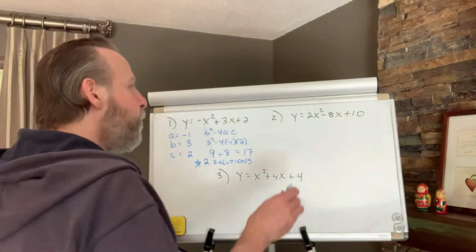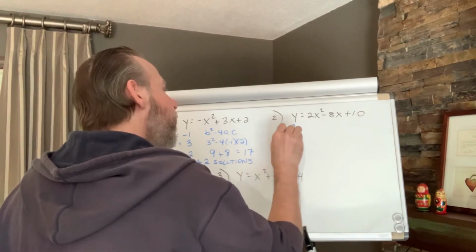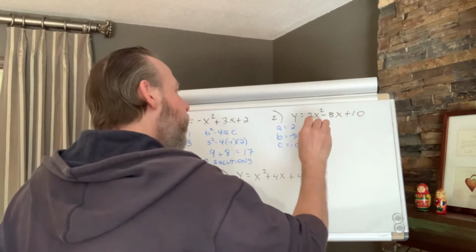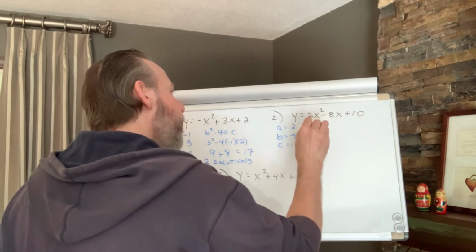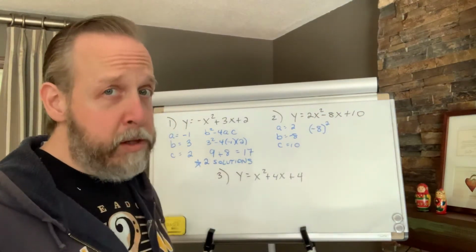Moving on to number two. I'm going to identify again A. A is 2, B is negative 8, and C is 10. B squared is negative 8 squared. Please remember, and look, I'm putting the negative 8 in parentheses. There's a really good reason.